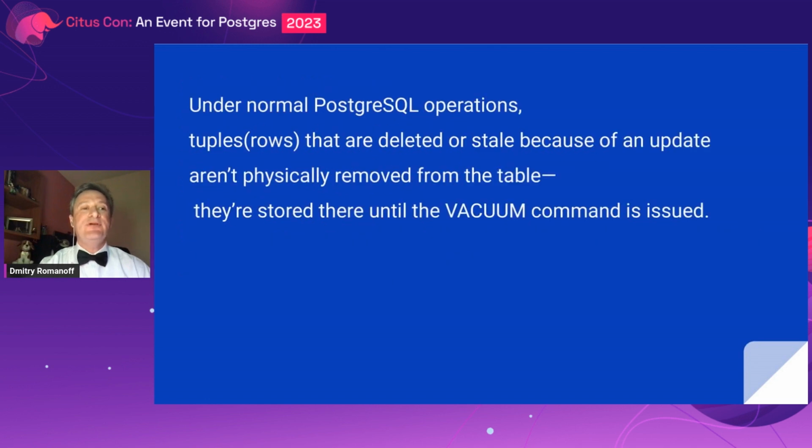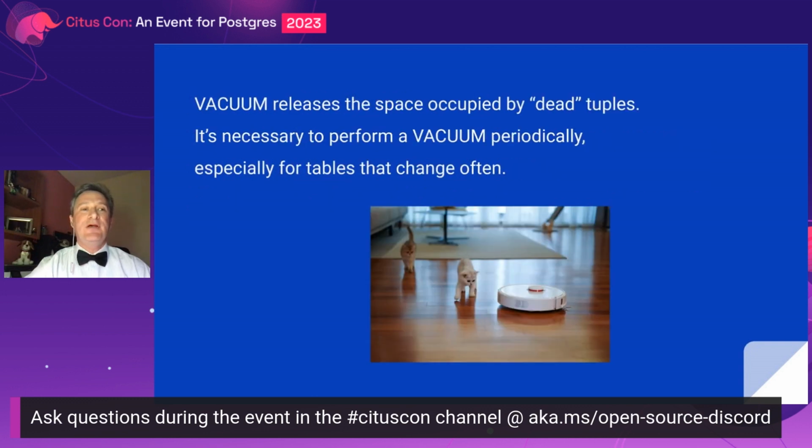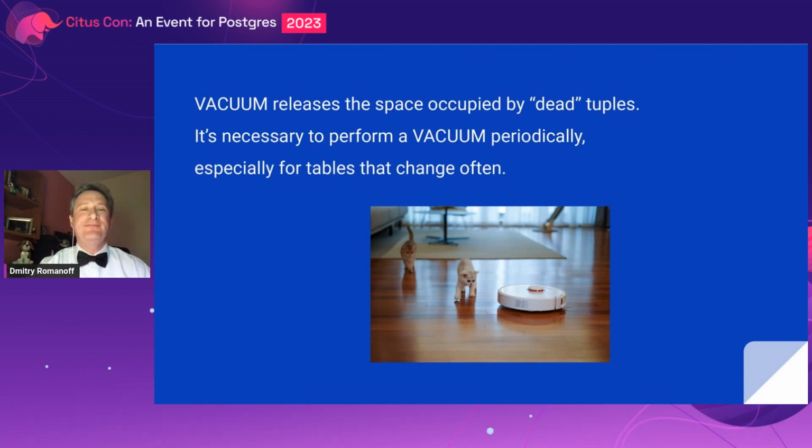Under normal Postgres operations, tuples (rows) that are deleted or stale because of an update aren't physically removed from the table. They are stored there until the vacuum command is issued. Vacuum releases the space occupied by dead tuples. It's necessary to perform a vacuum periodically, especially for tables that change often.